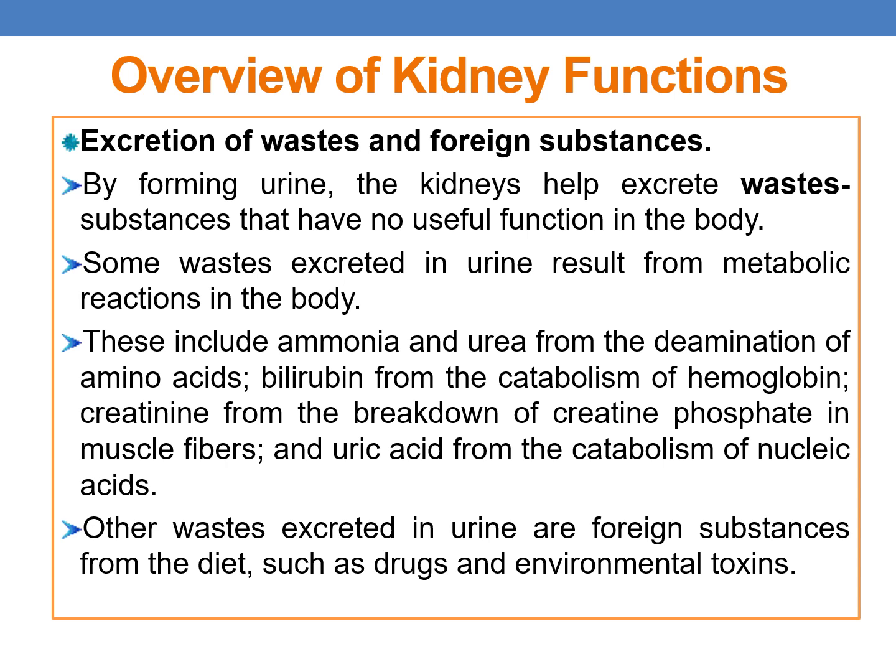By forming urine, the kidneys help excrete waste substances that have no useful function in the body. Some wastes excreted in urine result from metabolic reactions in the body. These include ammonia and urea from the deamination of amino acids, bilirubin from the catabolism of hemoglobin, creatinine from the breakdown of creatine phosphate in muscle fibers, and uric acid from the catabolism of nucleic acids. Other wastes excreted in urine are foreign substances from the diet such as drugs and environmental toxins.